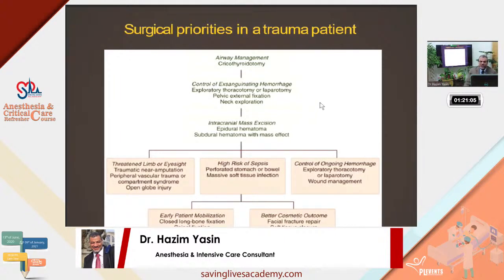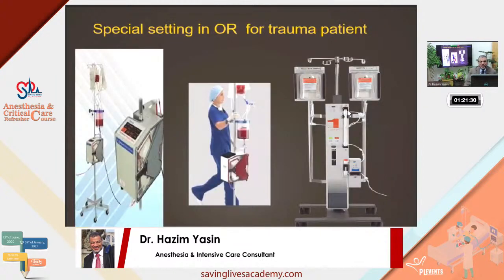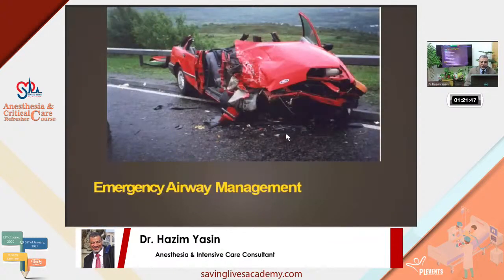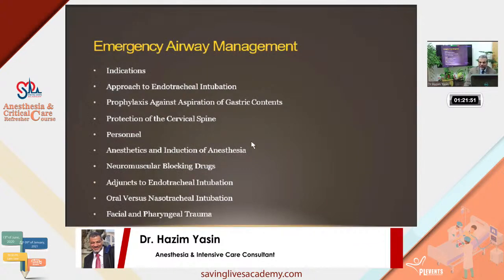Surgical priorities in the trauma patient: the airway management, and cricothyroidotomy is considered if intubation fails after two successive attempts, with 5 minutes in between, with the more expert and the most senior anesthetist on the scene. Once the patient goes to the OR, there should be a special setting for this trauma patient. It is level 1, with fast fluids and machines which give us very fast fluids up to 800 milliliters per minute.